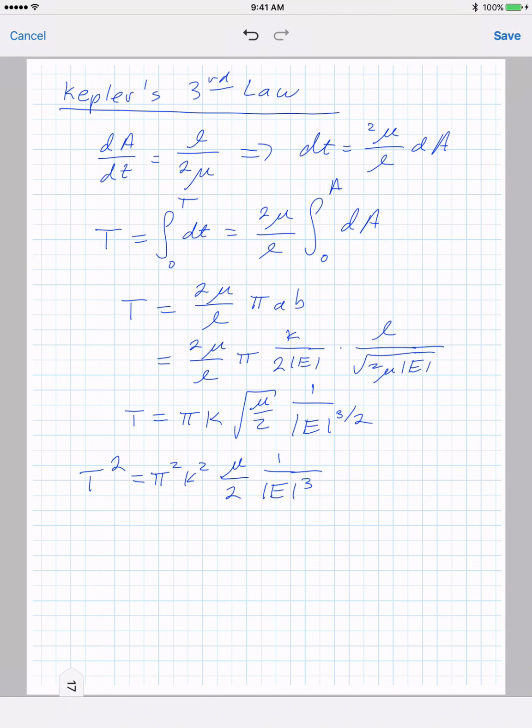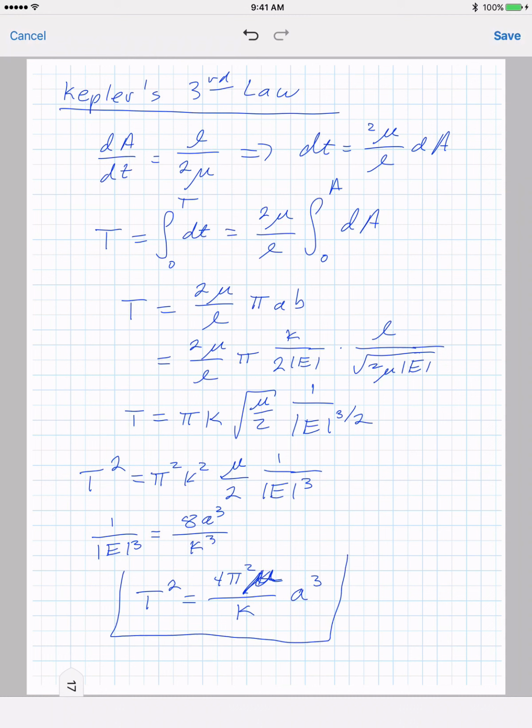All right. This is actually one way of expressing Kepler's third law. That's not the way that he expressed it. He went on to actually make the connection between energy and the semi-major axis, and that's given by 1 over E cubed is equal to 8a cubed over k cubed. Plug that back in, and what we finally get is the normal way of expressing Kepler's third law: T squared is equal to 4 pi squared k, oops, that's a mu, 4 pi squared mu over k, and then a cubed. And so that deserves a double box.